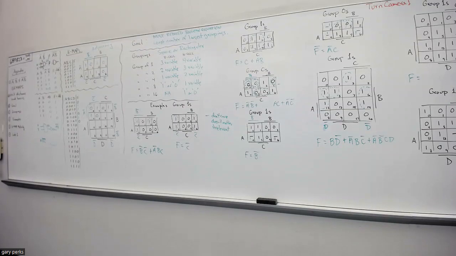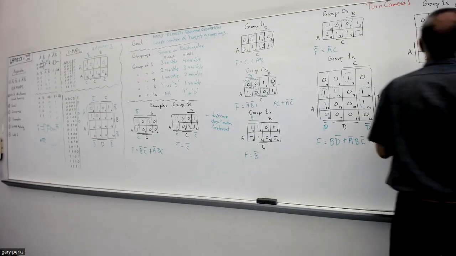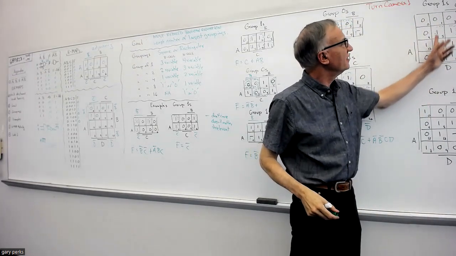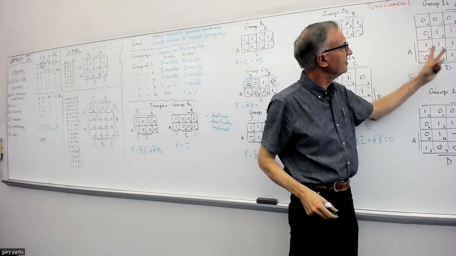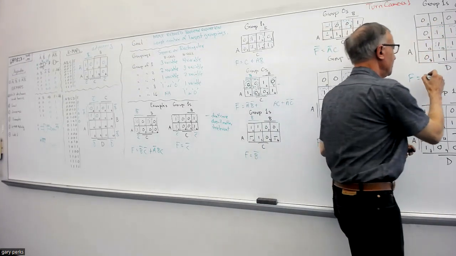Could you, or would you, do the top 5 and 7 together? Just 5 and 7? Yeah. Remember, you want to get the least number of largest groupings, and I can do a 4 grouping with that 5 and 7. Yeah, because that's going to give me fewer variables, right? So yeah, we want to do this. Okay, so that's going to give us a 2 variable term. So what 2 variables are the same? B and D, so that gives us BD.